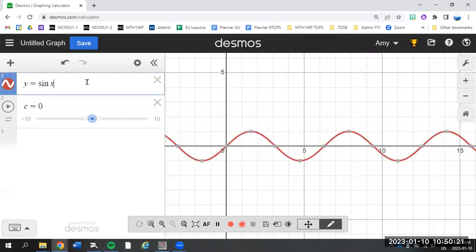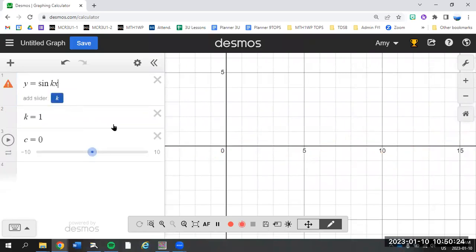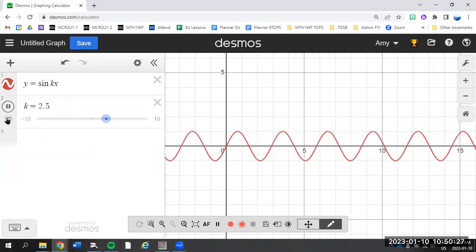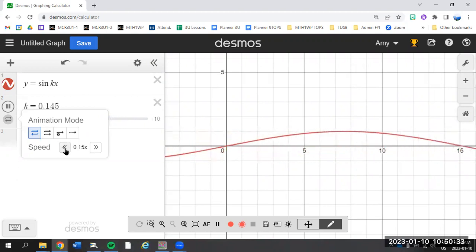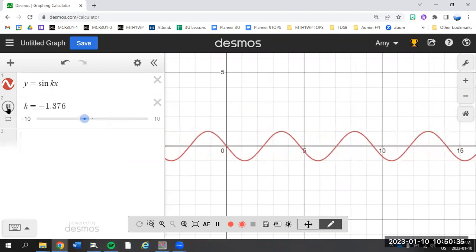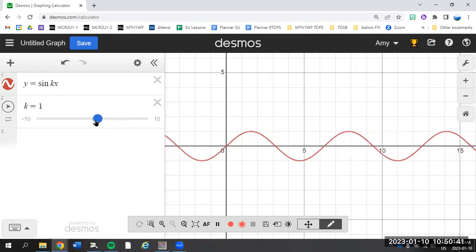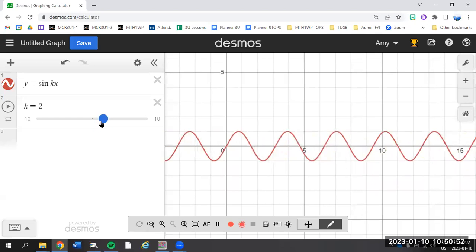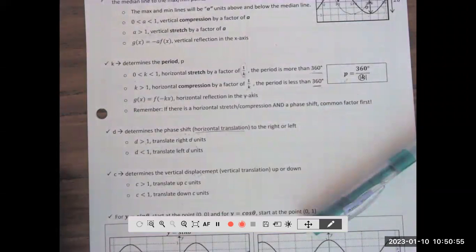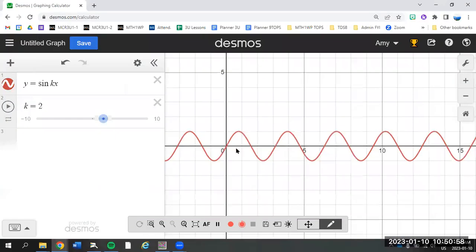So let's look at that. KX, add a slider. Okay, so let's watch this. Oh, that is going way too fast. Okay, so you can see here, I'm just going to do it manually. Okay, so when k is equal to 1, which is what it always is when there's no transformation, this is what it looks like. Let's move to 2 and see what happens. So just as we predicted, when k is equal to 2, we are doing 360 divided by 2, which is 180. Now my period is 180 degrees.